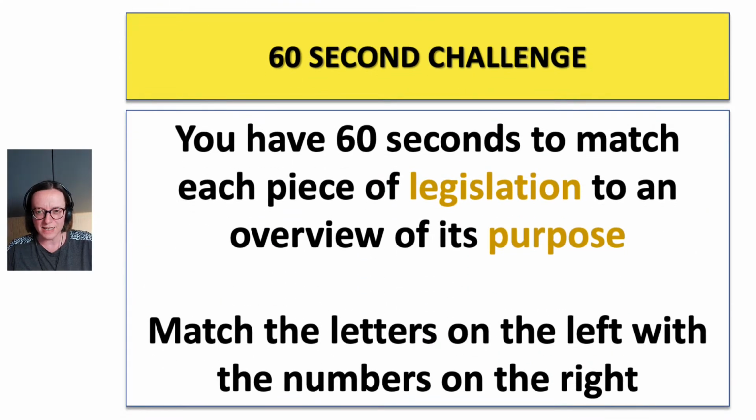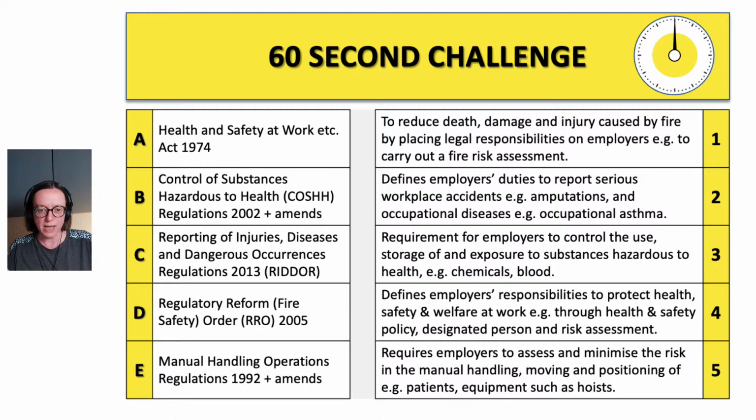Okay, this one is a 60-second challenge. I am going to give you a list of legislation and then a list of purposes of legislation, and you need to match them up. So it'll be easier if I show you on the screen. So A, B, C, D, E are our legislation, and then 1, 2, 3, 4, 5 are statements about the purpose of legislation, but they've been mixed up. So you need to match the left-hand side with the right-hand side. So in the chat, you could just put a letter and the number that matches with it. 60 seconds again with some music. Off you go.